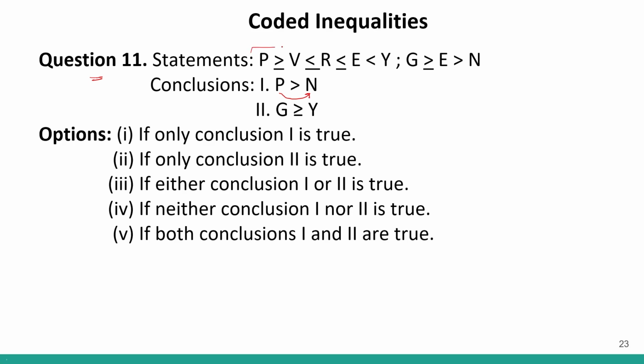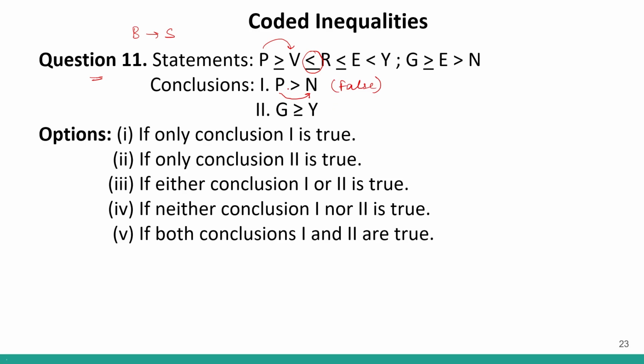I can see the relationship between P and E and N. So if I move from bigger door to smaller door, I can move from P to V. Then I cannot move further because over here the sign has changed. Correct? We have to move from bigger door to smaller door. So after V, I cannot move further. Therefore, this is false. Correct?